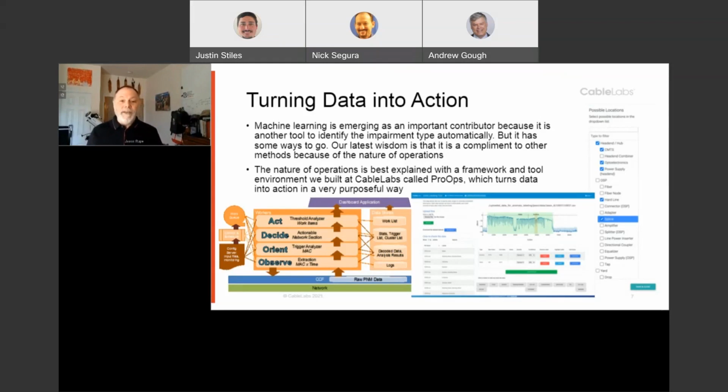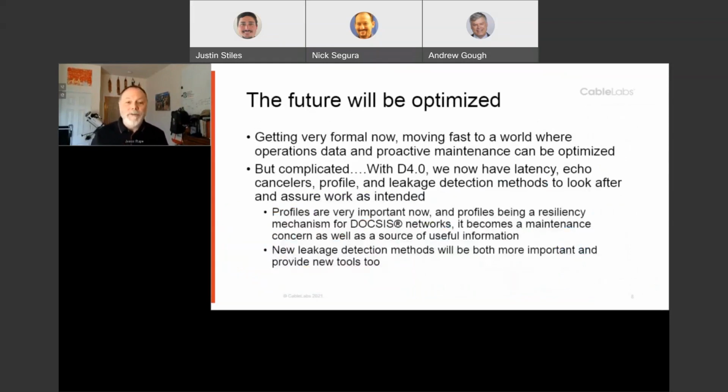So as I think you've seen now and would see through all these presentations, the future is going to be optimized. We're going to have all these capabilities and solutions to be able to really get at the problem, be really efficient with our resources, but at the same time, these new technologies are coming with DOCSIS 4.0 and new options.